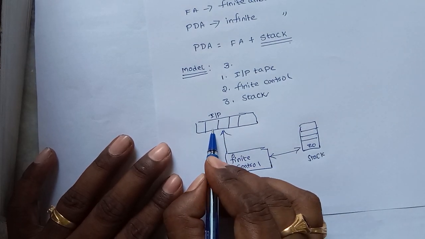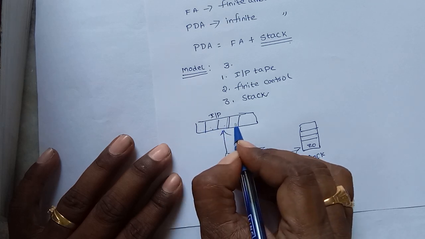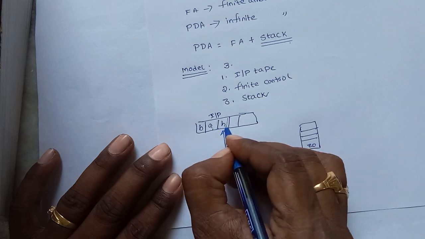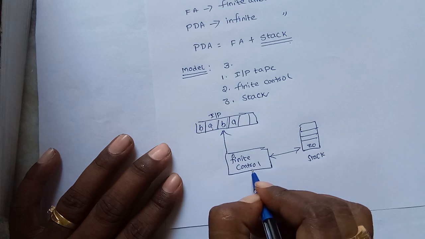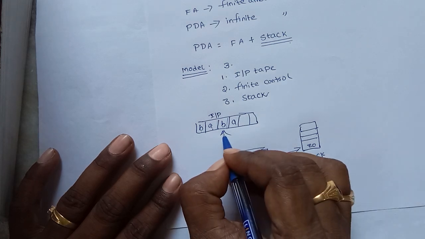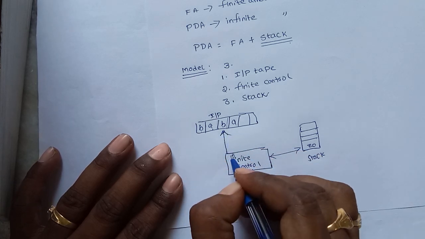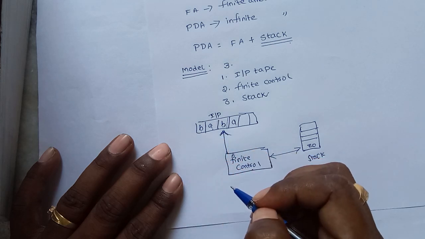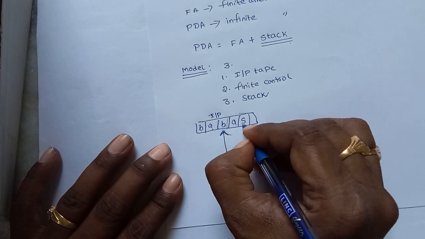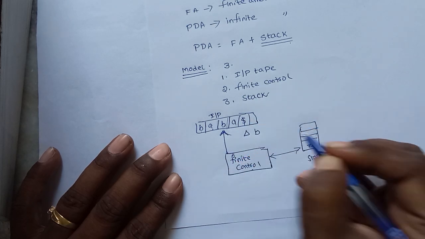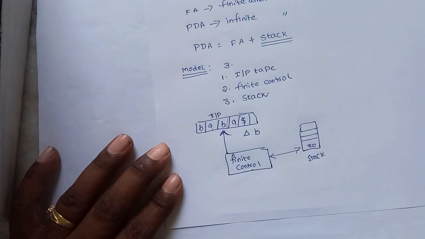Here input tape is divided into different number of cells. Each cell can store only a single symbol. Suppose B, A. Finite control contains a pointer which always points to the current reading symbol. That is, at which symbol we are reading, this control points to the current reading symbol. And the entire input is ended with either a dollar or a delta or a B to represent the end of the input.